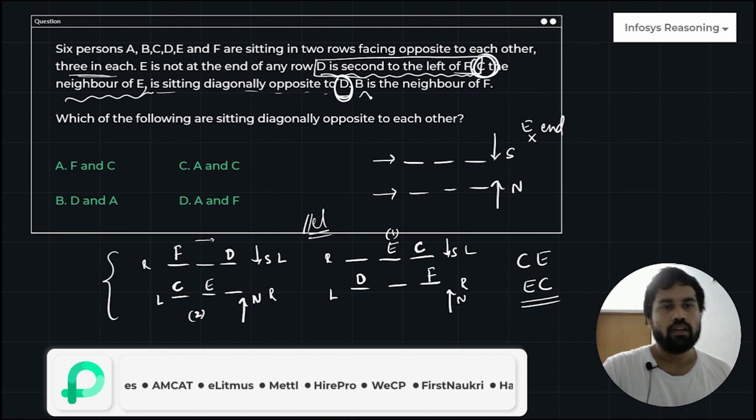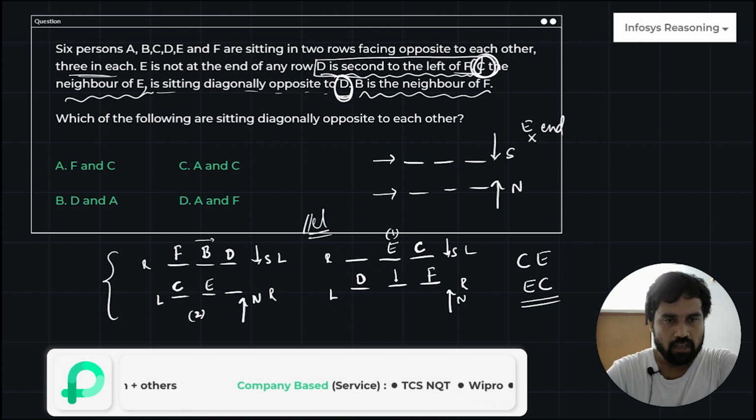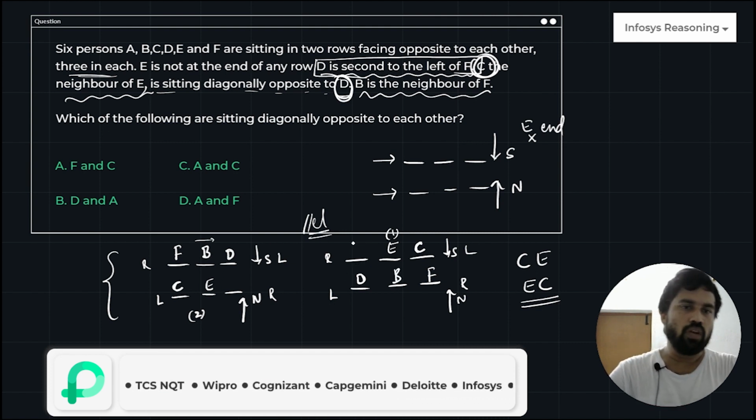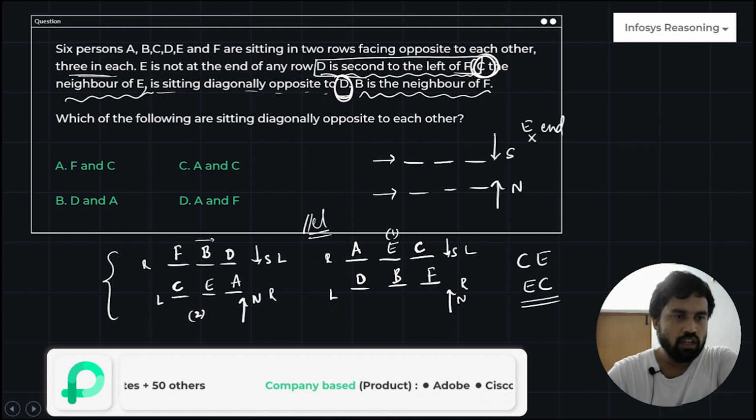And just look at here, B is neighbor of F. So B is neighbor of F means here, here. And the person who is left with us is A. So A is here, A is here. So for our clarification, I'm just erasing all the things.